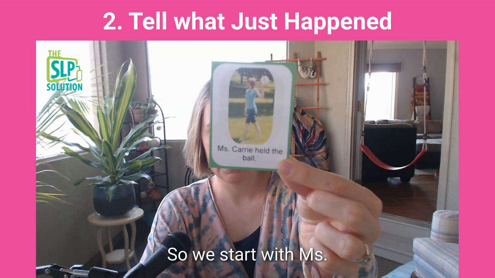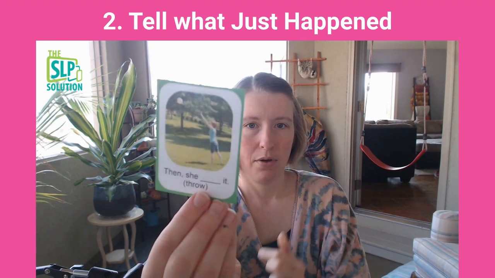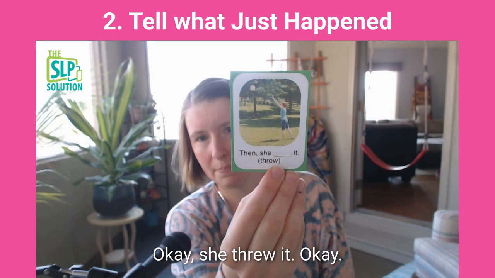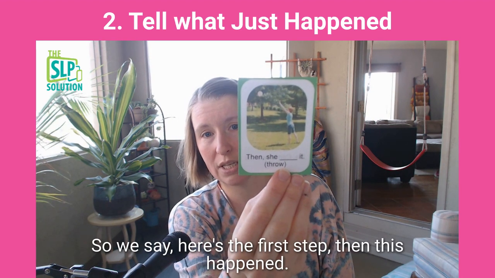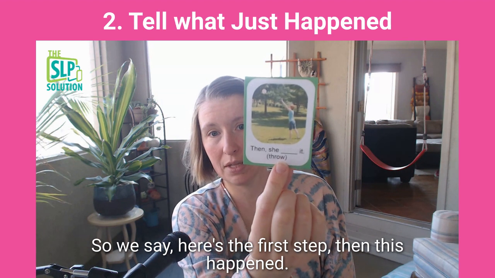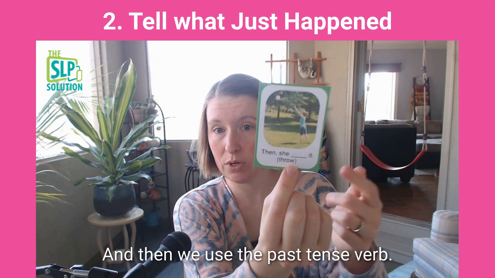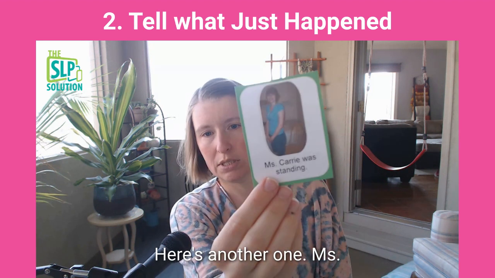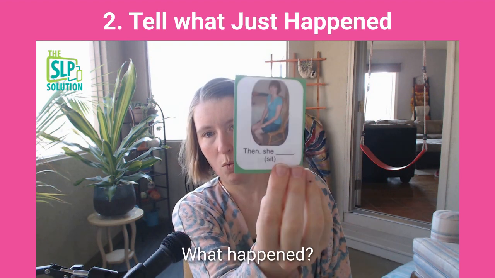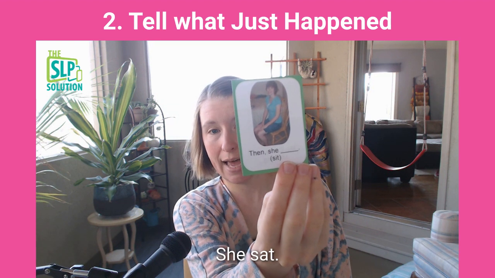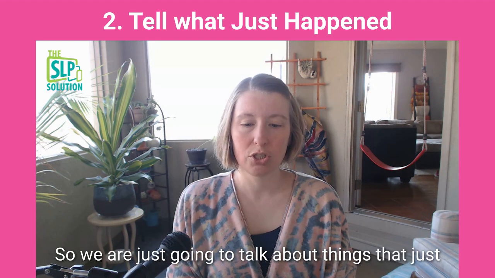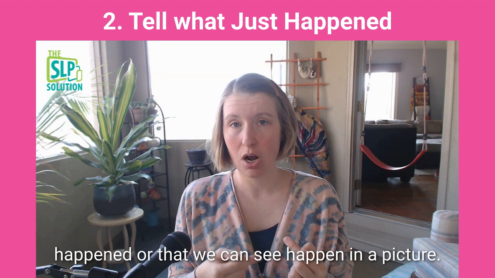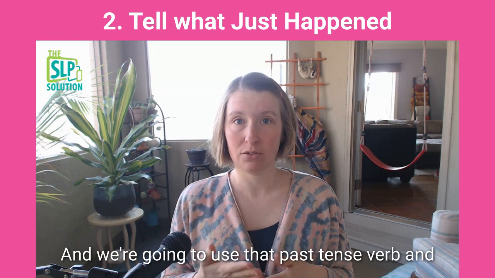So we start with Ms. Carrie held the ball. What happened? She threw it. Can you see that? Okay. She threw it. Okay. So we say, here's the first step. Then this happened. What happened? And then we use the past tense verb. She threw it. Here's another one. Miss Carrie was standing. What happened? She sat. So we are just going to talk about things that just happened or that we can see happen in a picture. And we're going to use that past tense verb.